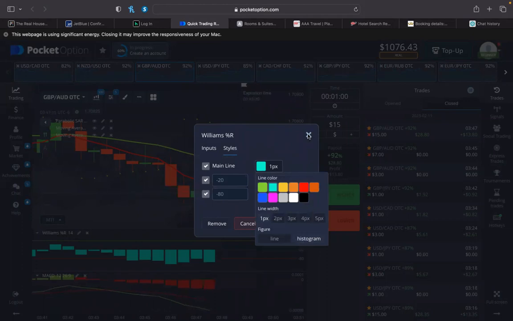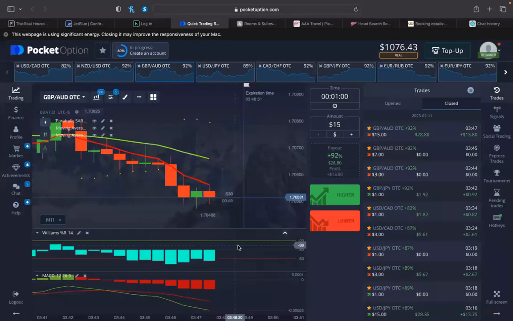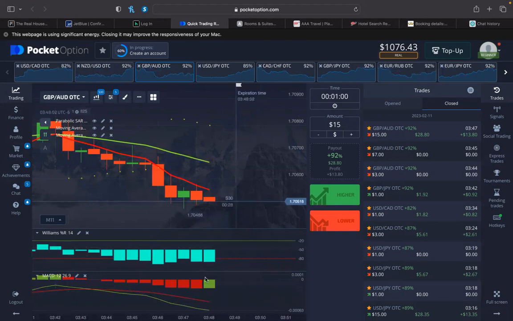I'm just not really crazy about the line because I mean, obviously you can see the numbers here, but to me, it's just so much easier with the histogram because if the bars are on this side, we know automatically it's a sell. And if the bars are on the top, we know that that's indicating a buy.